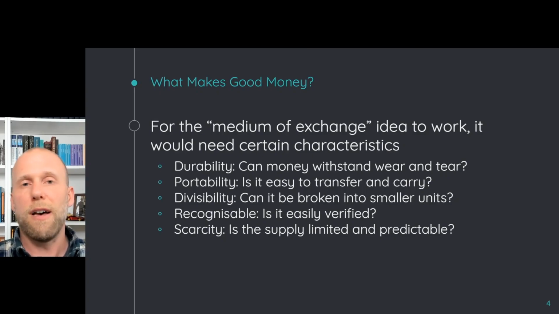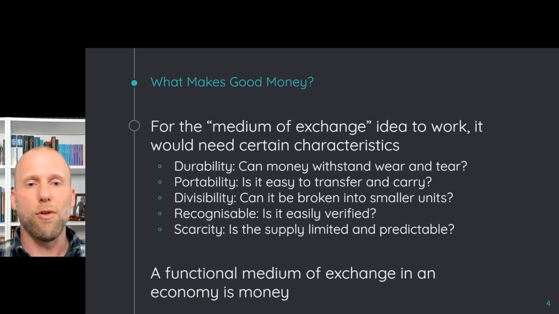It also reduces the value of everyone's money over time. These are some of the characteristics that the medium of exchange money would have to have in order to be a good money. And again, just to reiterate, the functional medium of exchange in an economy is money. That's how we're kind of defining money. Whatever your economy uses as this medium of exchange to alleviate the barter system, that is money, and it needs to have these characteristics in order to be good.